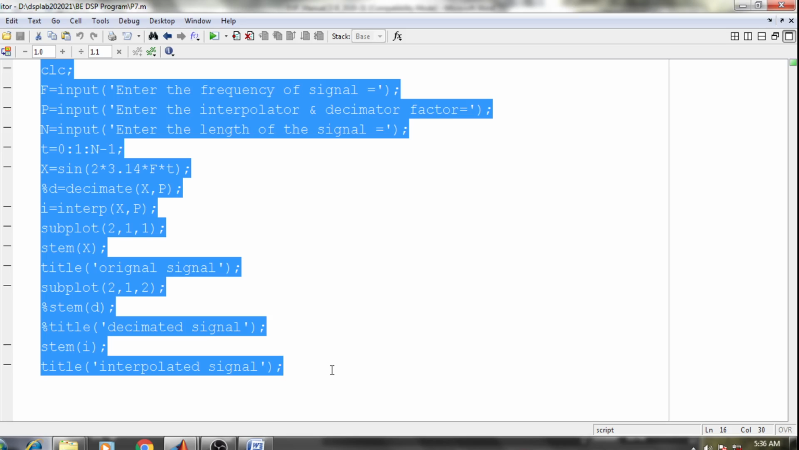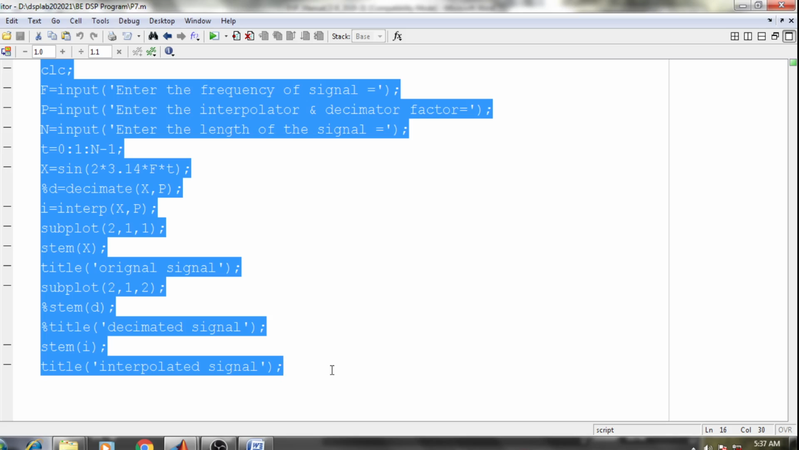With the help of these three parameters, first we calculate the signal. So x we have to calculate, but before that we have to calculate t. The time period t is calculated with the help of n. We take the value of n to take the time signal between 0 to n minus 1. So the statement will be written in this fashion: t is equal to 0 colon 1 colon n minus 1.